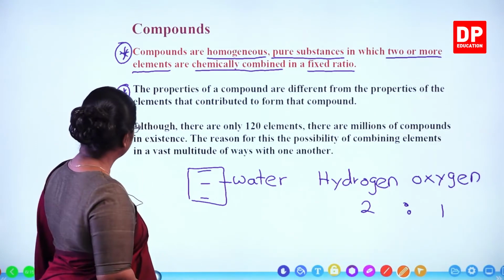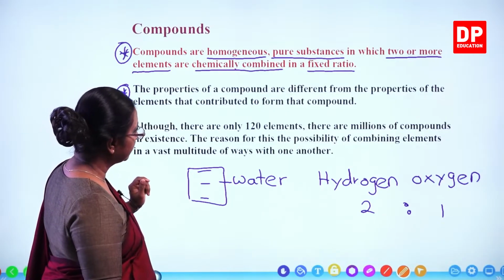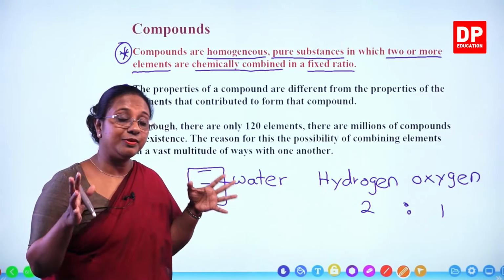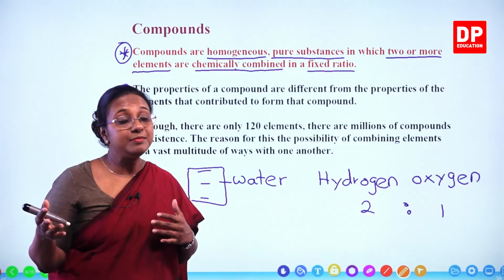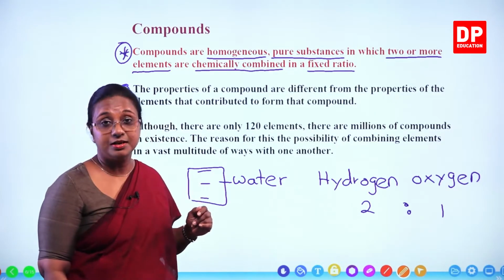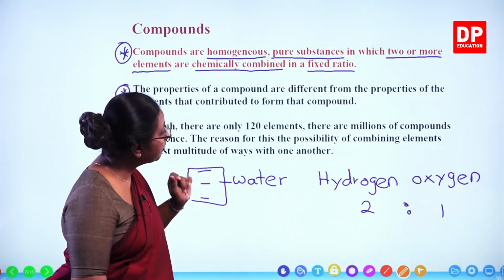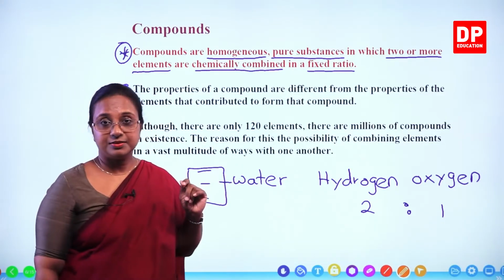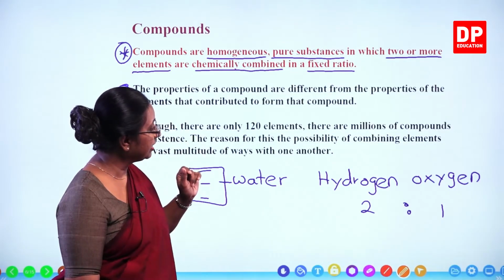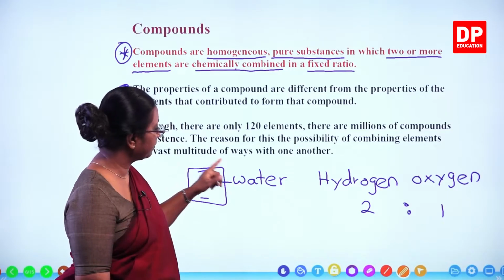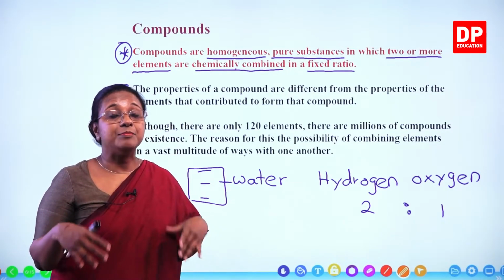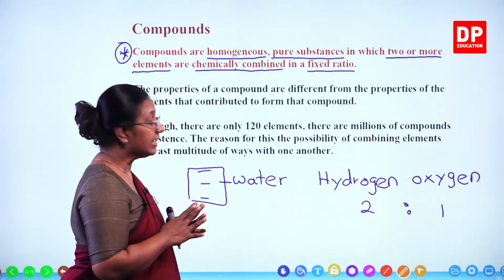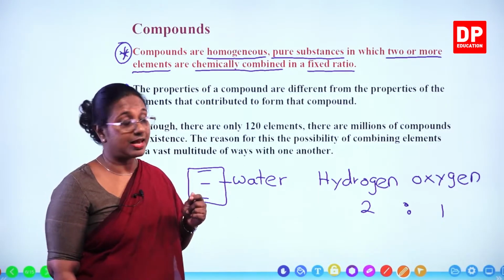Yes. So then, although there are only 120 elements, there are millions of compounds in existence. So I have told you all this 120 elements like the alphabets, they combine in many different ways forming many different compounds. The reason for this is the possibility of combining elements in a vast multitude of ways with one another. You can combine them in a vast number of ways. You all have to understand that. So with that understanding, students, we will move on to the next slide.